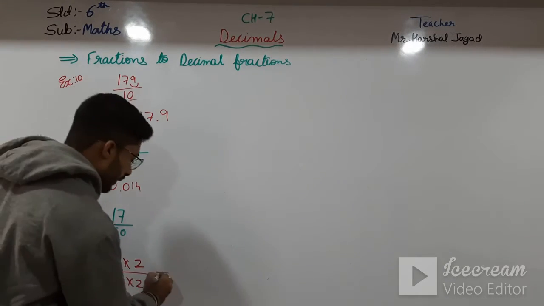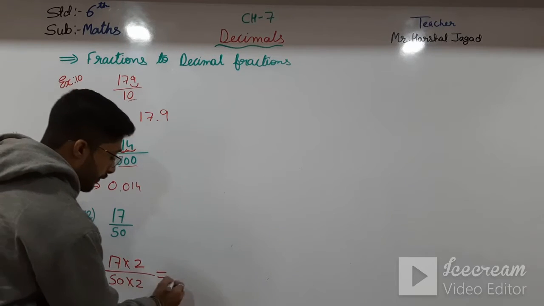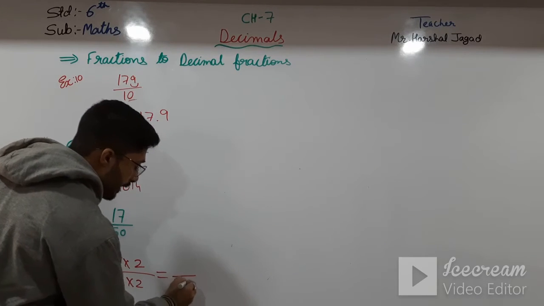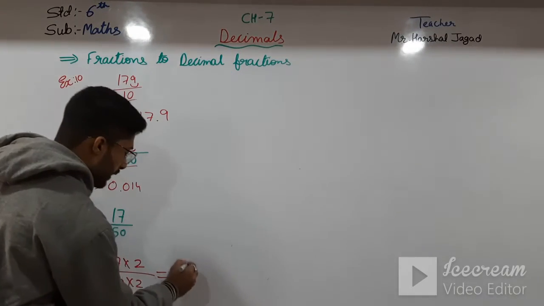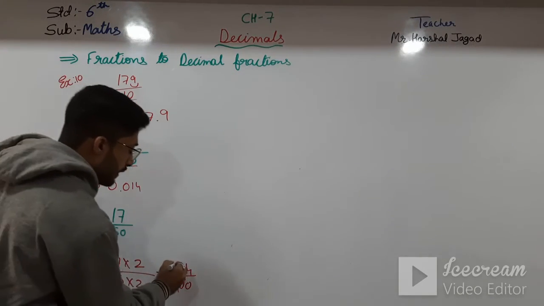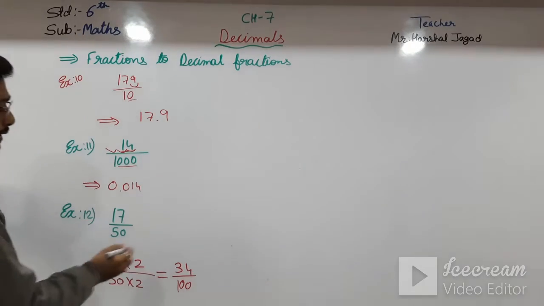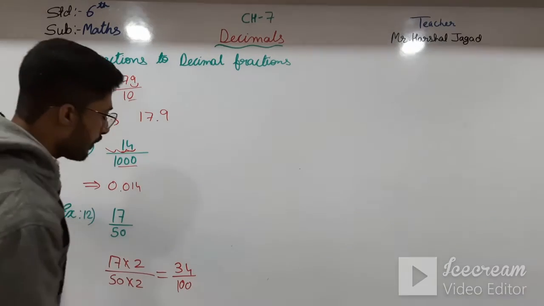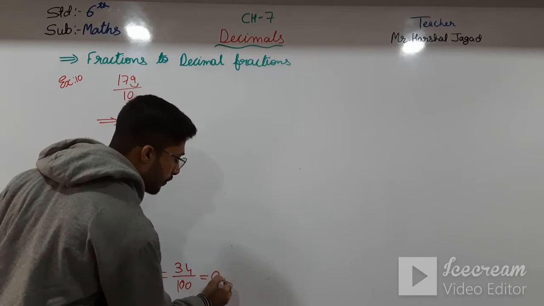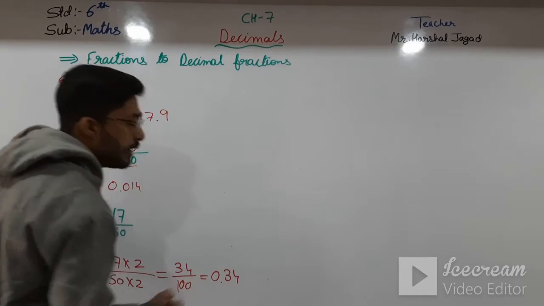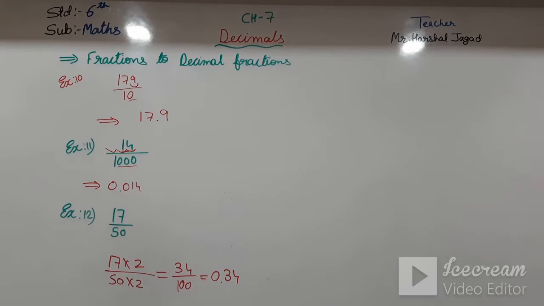Okay, so here 50 into 2 is 100, and 17 into 2: 7 twos are 14, 1 two is 2, plus 1 is 3, that is 34. So here it is 34 by 100. There are 2 zeros and 2 digits, so 0.34 is our answer. Please note it down, students, if you want.